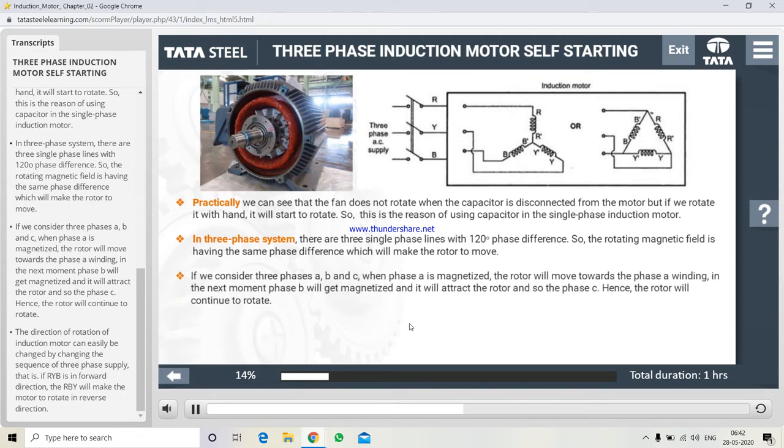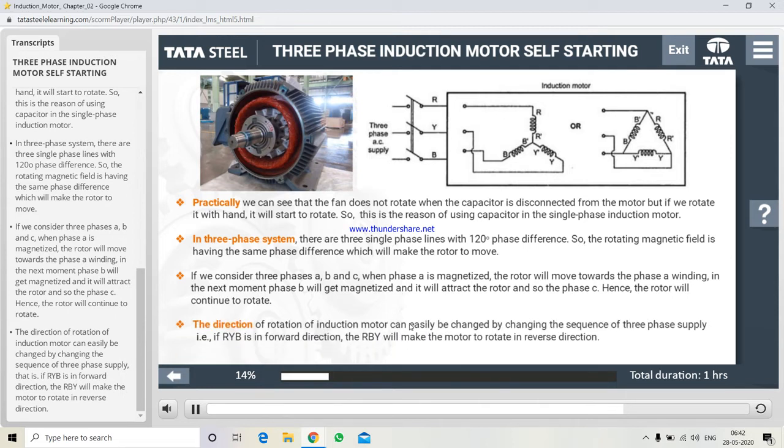If we consider three phases, A, B and C, when phase A is magnetized, the rotor will move towards the phase A winding. In the next moment, phase B will get magnetized and it will attract the rotor, and so the phase C. Hence, the rotor will continue to rotate. The direction of rotation of induction motor can easily be changed by changing the sequence of three-phase supply. That is, if RYB is in forward direction, the RBY will make the motor to rotate in reverse direction. Click Next to continue.